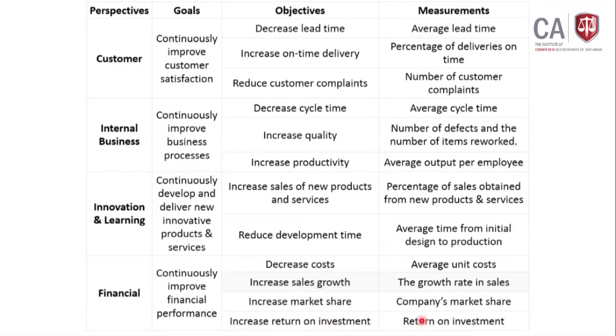As a measurement, average unit cost can be a measure, and the growth rate in sales. Today the growth rate is 5, the next day the growth rate will go to 6. Likewise, growth rate also can be increased. The company's market share also can be increased. So return on investment, these are the measurements.